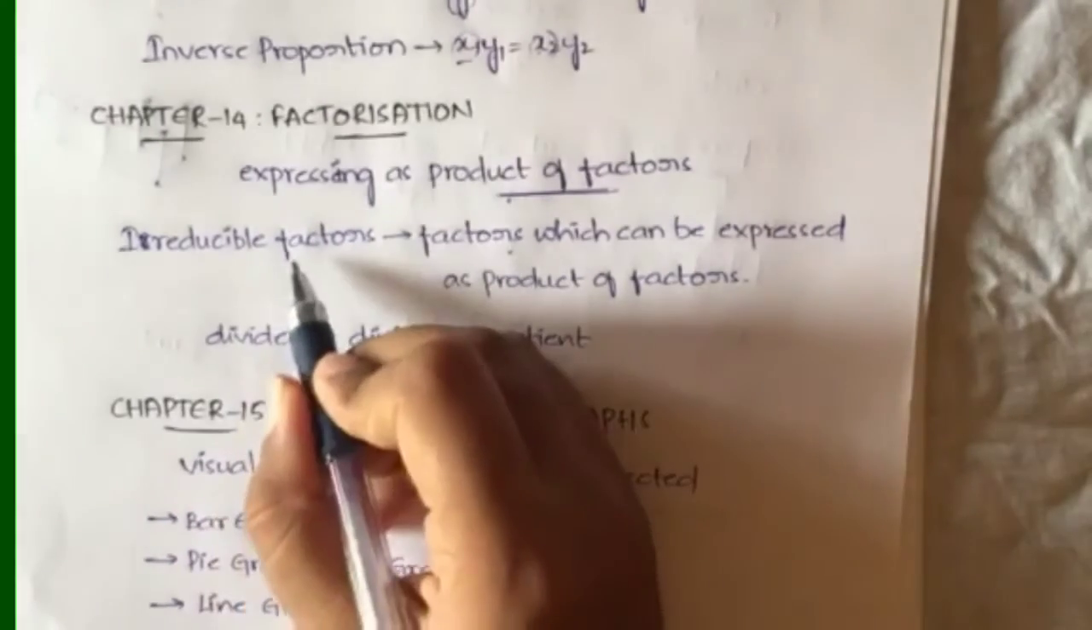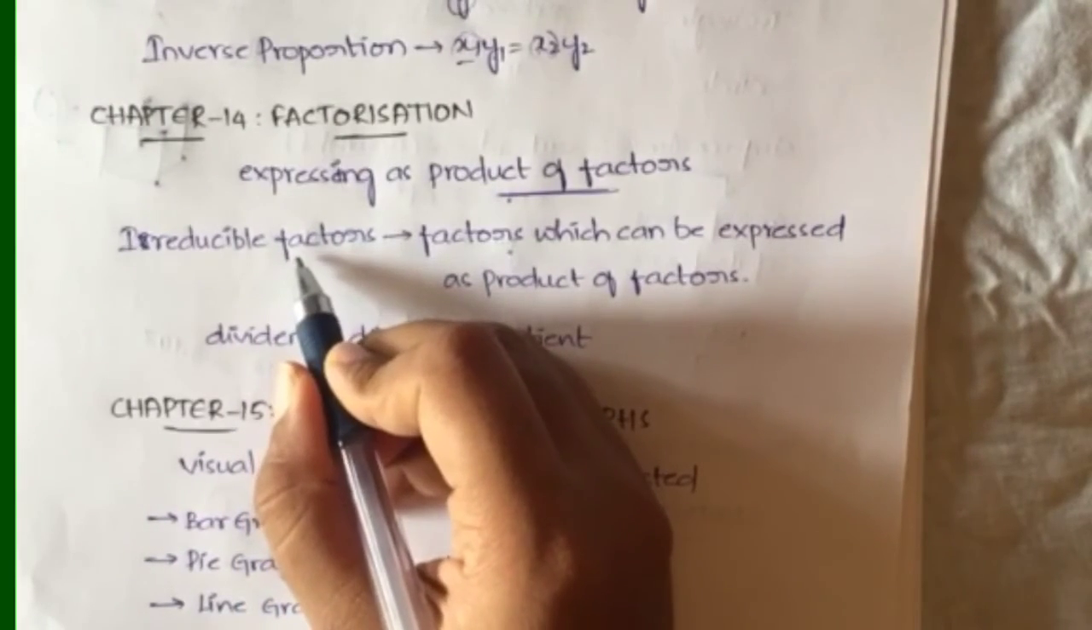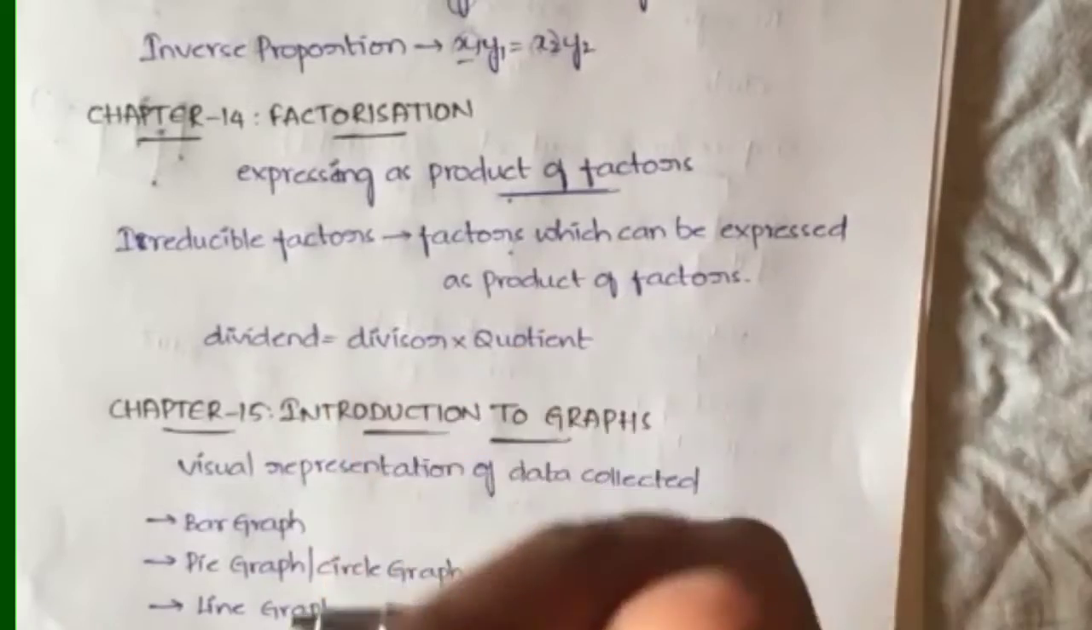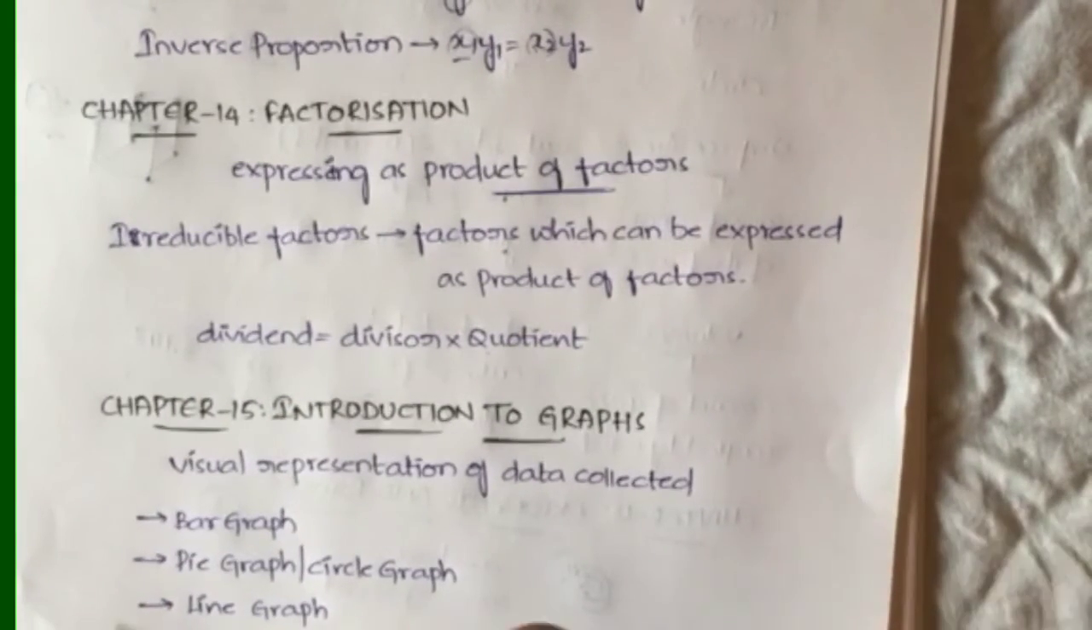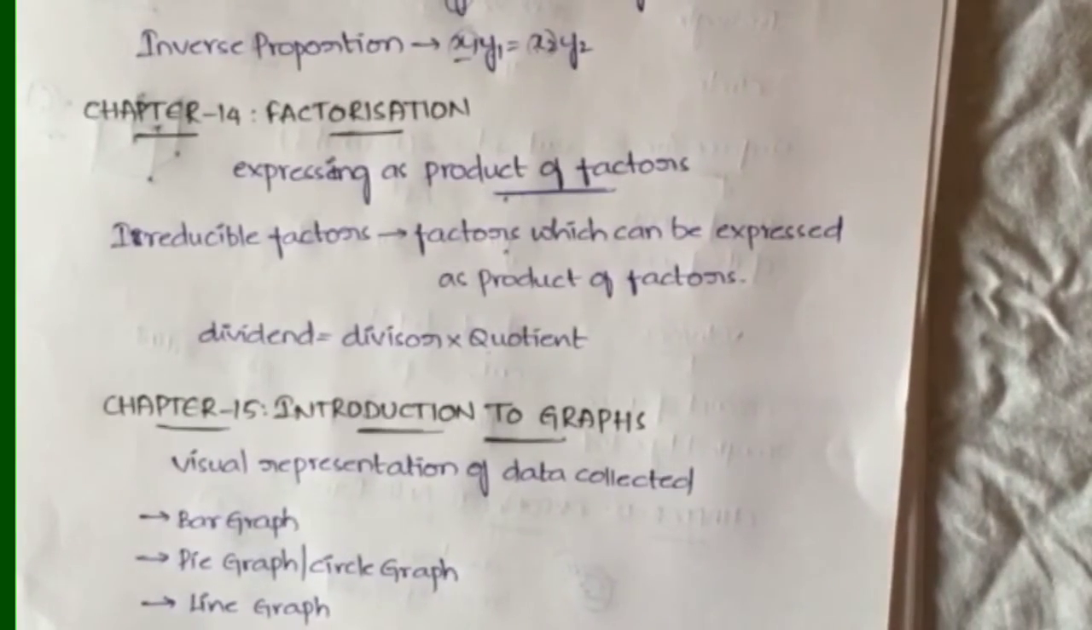Got it? And irreducible factors are nothing but factors you cannot factorize, you cannot reduce them into a simpler form, you cannot express them as a product of 2 terms or 3 terms or any terms. So those kinds of factors are called irreducible factors.